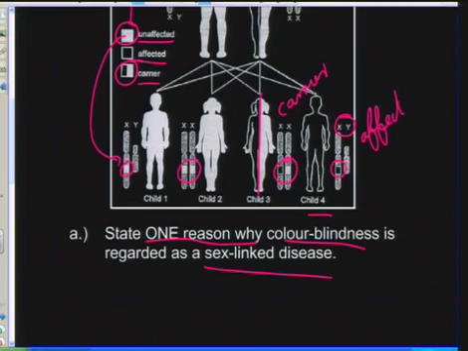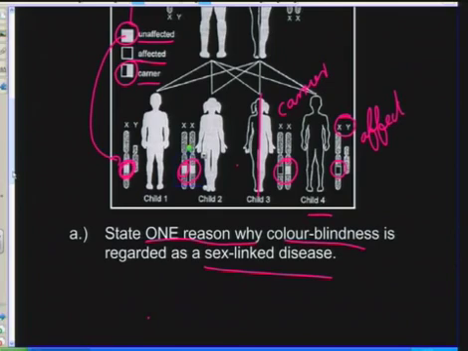Now, as I mentioned in the introduction, we looked at the condition. It's called color blindness, and it is sex-linked. How do you know a condition is sex-linked? Well, when we look at the genotypes, or the key that is given here, we clearly see that the gene is found on the X chromosome. So we clearly can differentiate that it is found on the X chromosome.